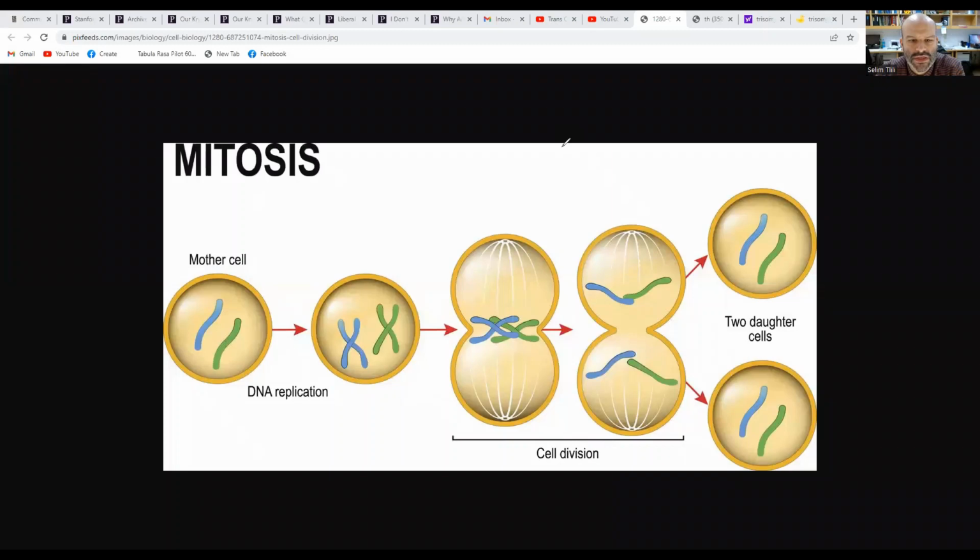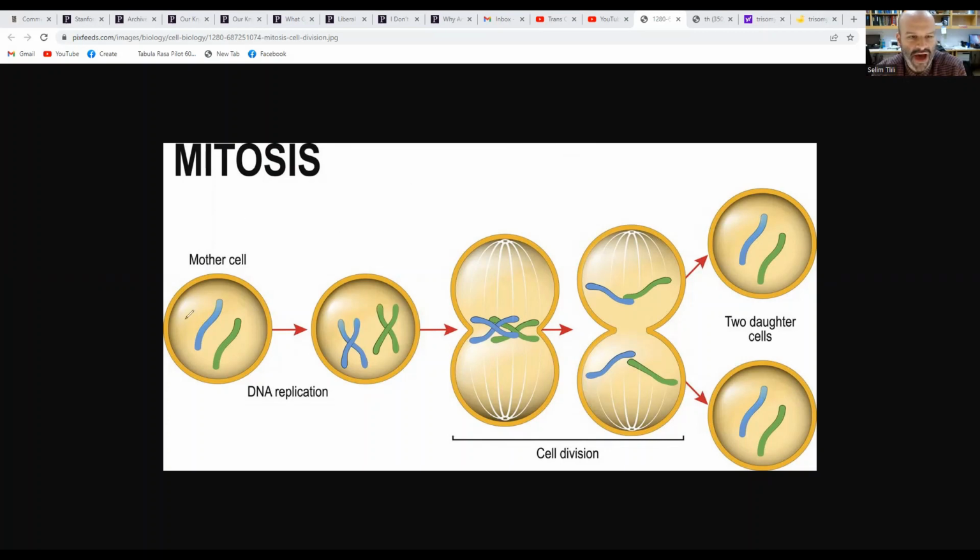Hi students, this is a description of mitosis and meiosis and the consequences of those types of cell replication. So we have on the screen mitosis. This is the way in which most of your autosomes, or your body cells, replicate.